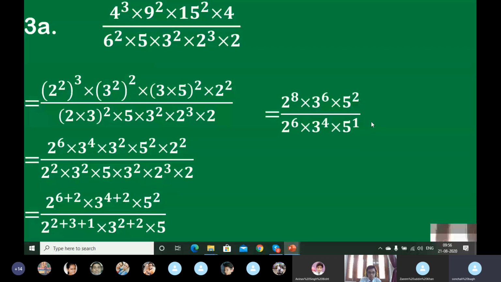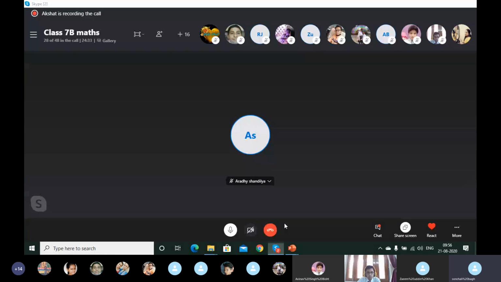Can anyone tell what we will do now? Now all the terms are in the form of exponents. What will be my next step? Ma'am, we will divide. How to divide? To which number do we have to divide?